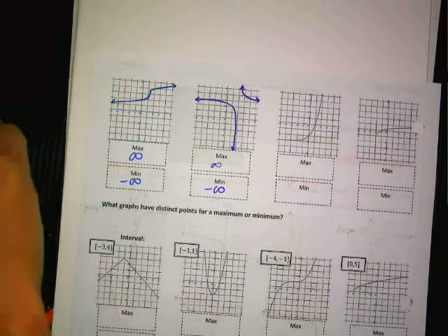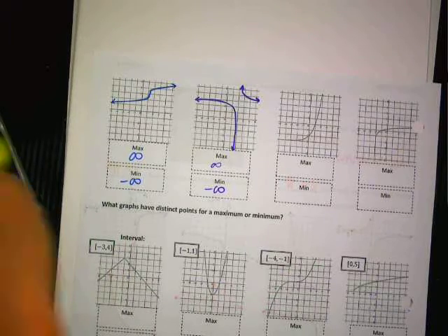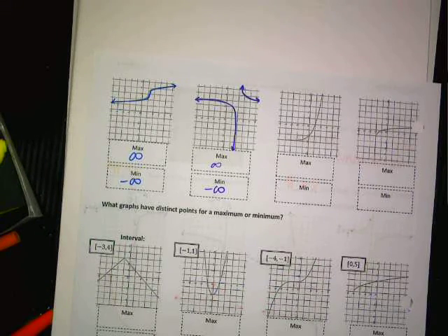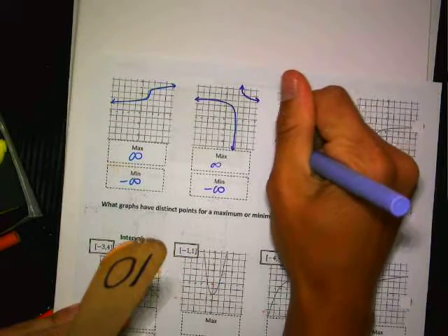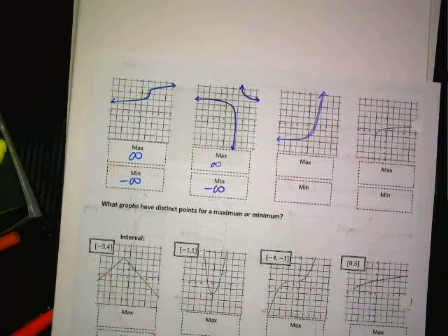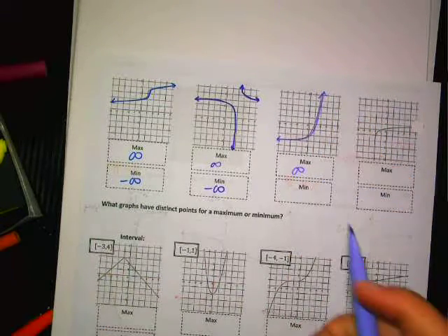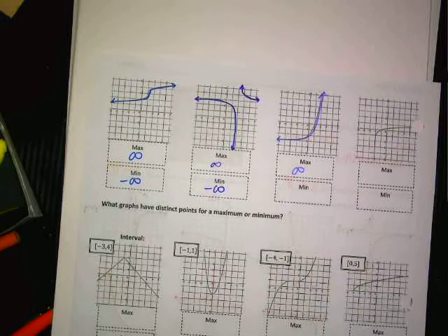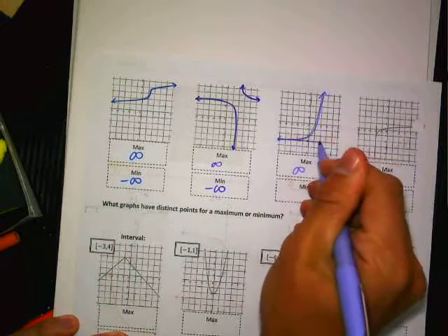Okay. Let's see who's going to answer one. What's the max? Infinity. Good. What's the min? Negative infinity. Not negative infinity. Remember what's right here.